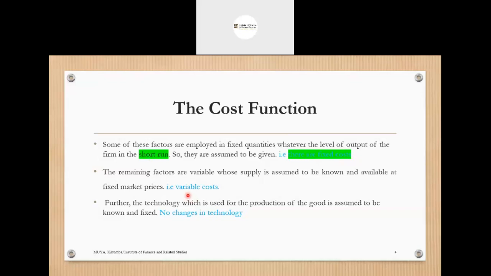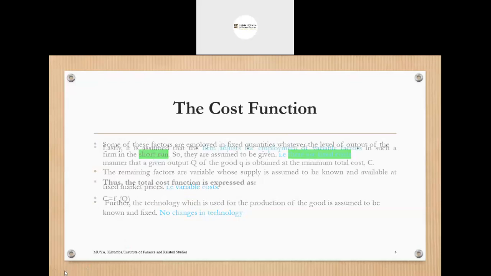Three, those factors that are not fixed are variable costs. And four, there are no changes in technology. Those are the assumptions that we make for a farm to be producing in the short run.